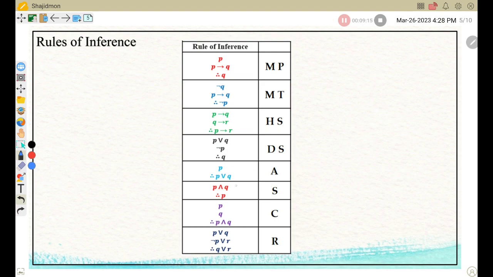Then the addition rule we studied: P, therefore P or Q. Then simplification: P and Q, therefore P. Then we studied these two, conjunction and resolution. Conjunction means P, Q, therefore P and Q. Resolution means P or Q, negation P or R, therefore Q or R. So these are the main rules of inference we have studied.